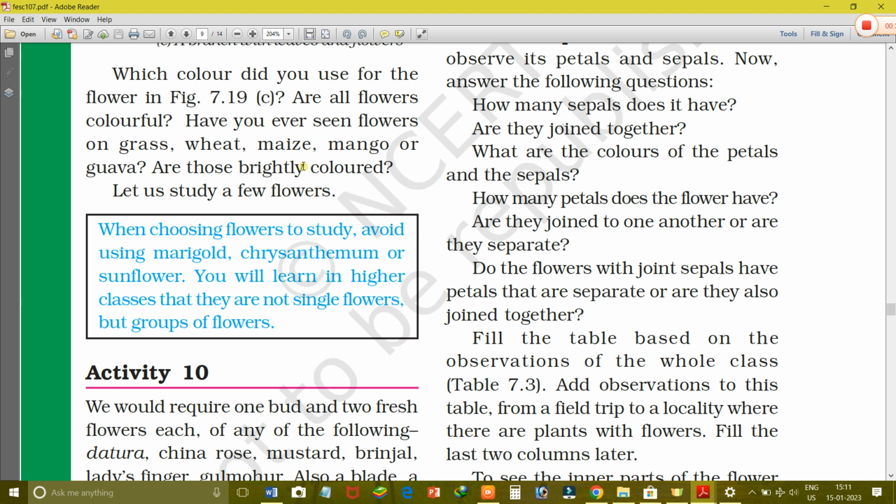Let us study a few flowers. When choosing flowers to study, avoid the marigold, chrysanthemum, and sunflower. You will learn in higher classes that they are not single flowers but a group of flowers.